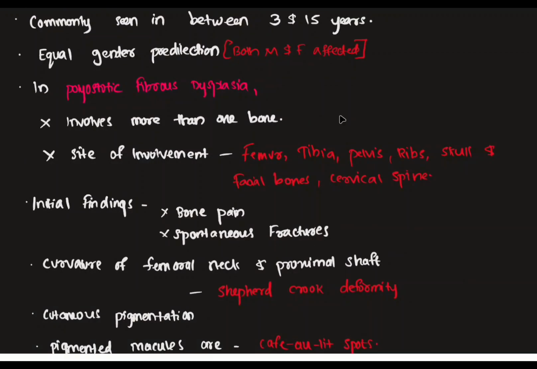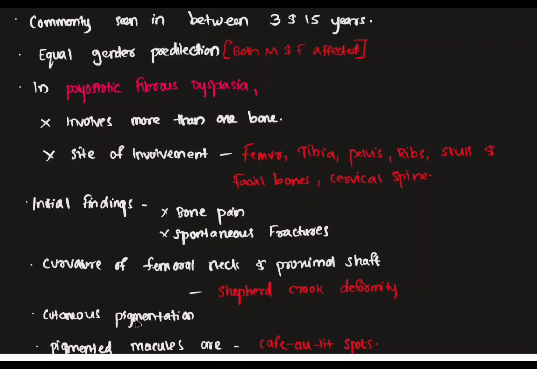So, in polyostotic fibrous dysplasia, it involves more than one bone. The sites of involvement: femur, tibia, pelvis, ribs, skull, and facial bones, the cervical spine also. Initial findings: bone pain, spontaneous fractures. Curvature of femoral neck and proximal shaft are also seen, and the appearance is shepherd's crook deformity.